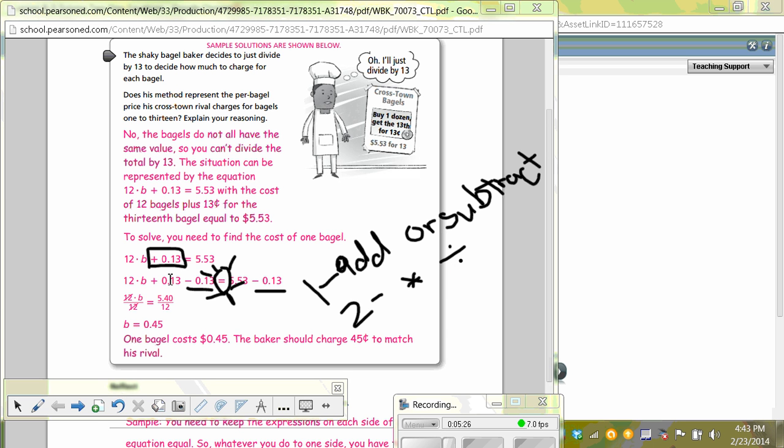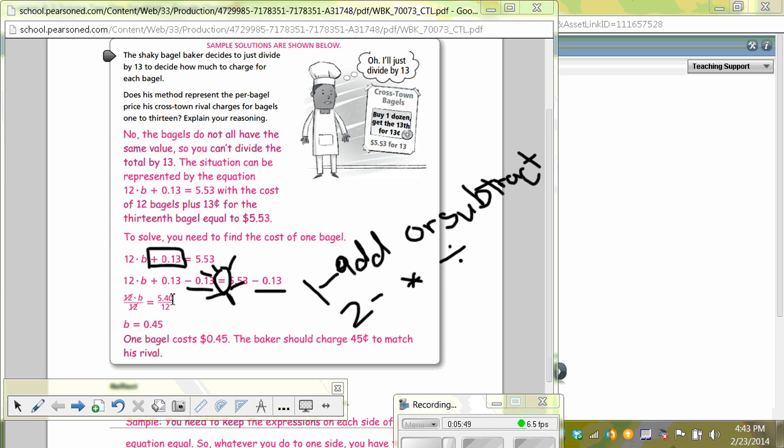We get that number by looking at what number is being multiplied to the B. So with 12B, you divide by 12. And if you do it to one side, you do it to the other because we've got to stay equal. So 12 over 12 is the same as 1. We now have just 1B, or plain B, equals $5.40 divided by 12.